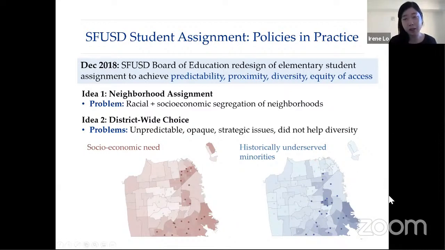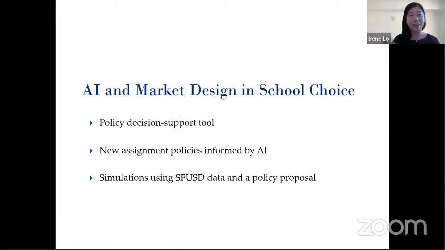Similarly, if we look at concentrations of historically underserved minorities, those who are African American, Latinx, with Pacific Islander descent, again, we see the same pattern from the Southeast to the Northwest, where there's a lot of concentration of those ethnic groups here in the Southeast, and that's also where the schools that end up with the highest percent of historically underserved minorities are. And so what I'm going to briefly outline for you today is how AI and market design together helped address this issue.